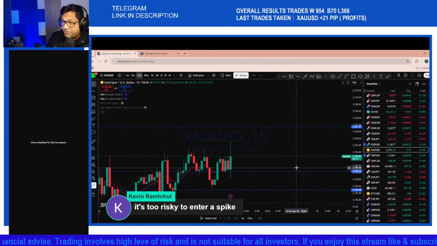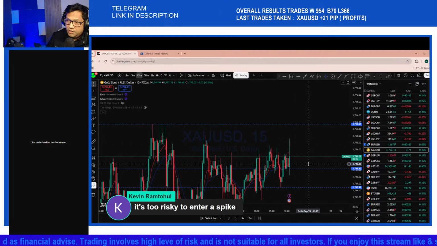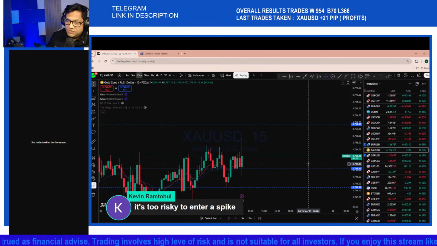On the other hand, if the market goes to cross 3761 level, we will be looking for short-term sell.